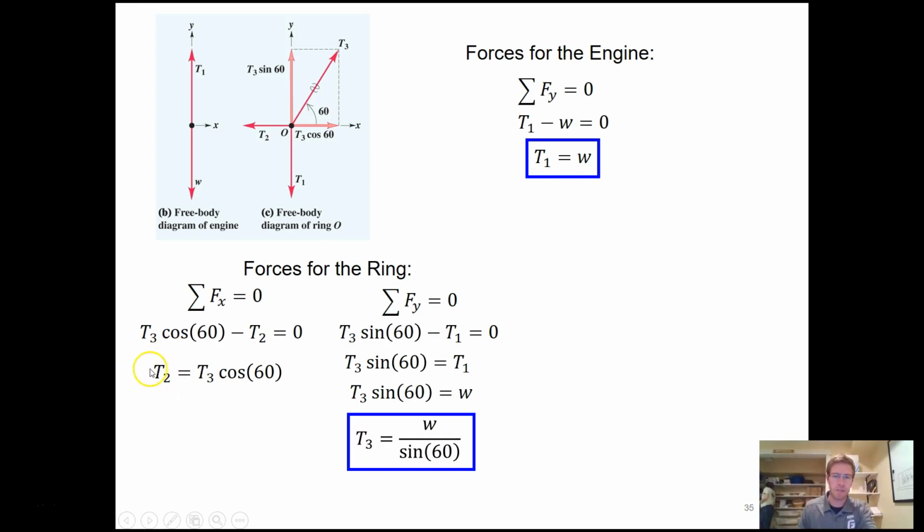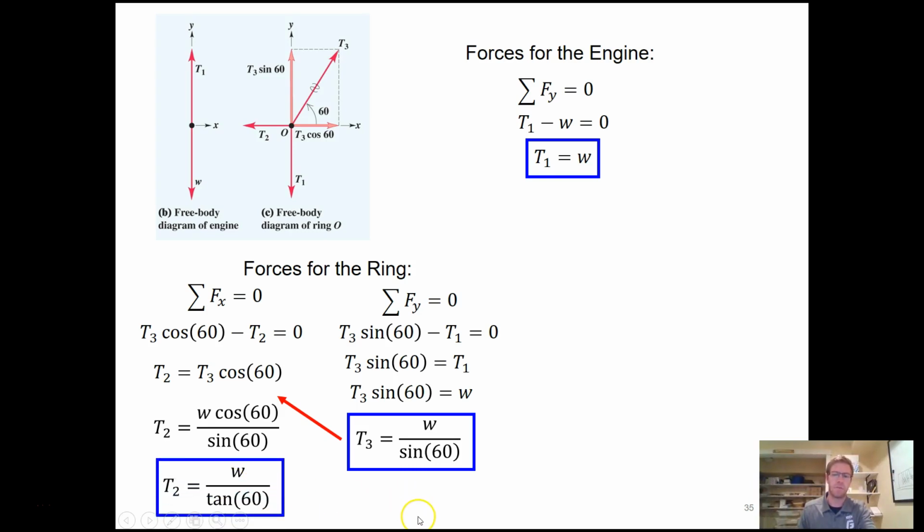All I need left is to solve for T2. Now that I know what T3 is equal to, I can just plug it in. Look at that, boy howdy. Plug it in and I get T2 equals W cosine 60 over sine 60. I could box that up and call it good. I'm going to reduce, since I know sine divided by cosine is tangent. This is the same as W divided by tangent of 60. So that too is box worthy.